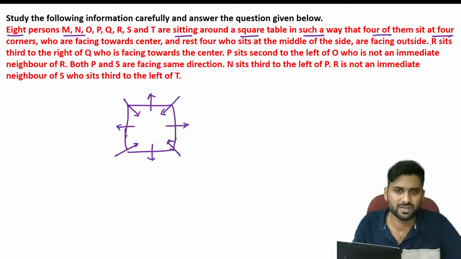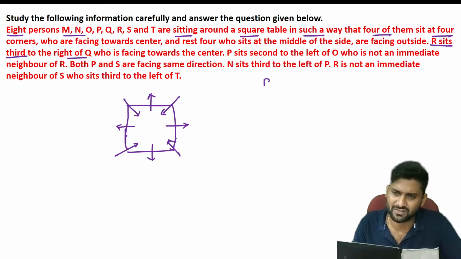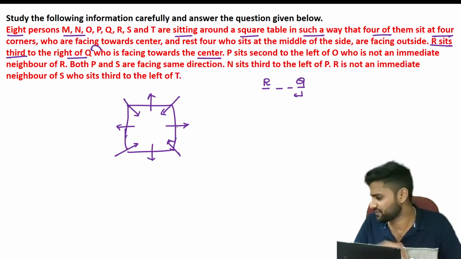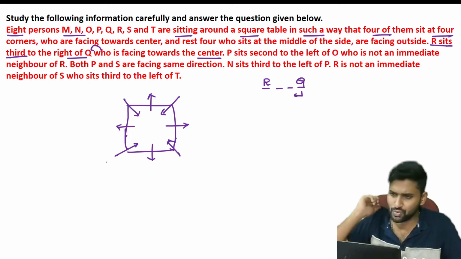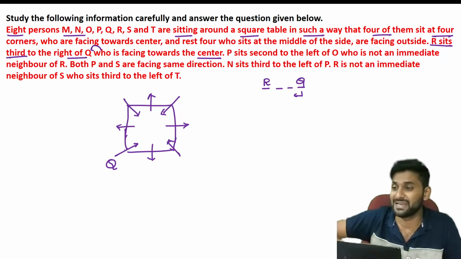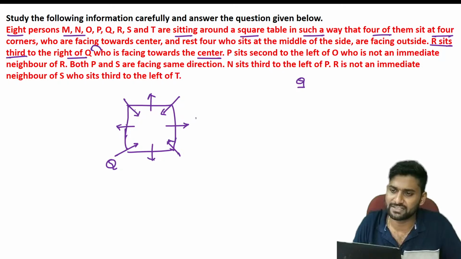Now first information. R sits third to the right of Q. Q is facing towards the center. So you can place Q at one of the corners. If you know Q here, guys, R must be on the left side, right? Left side means see first left, second left, third left. R must be here. Sorry, it's a right. R sits third to the right of Q. First, second, third. You can confirm R.